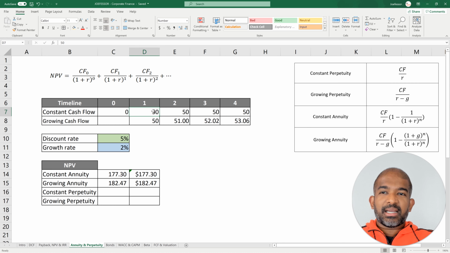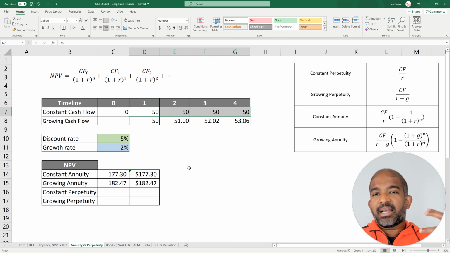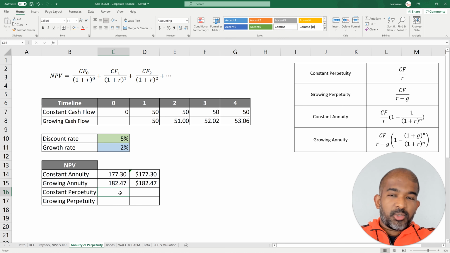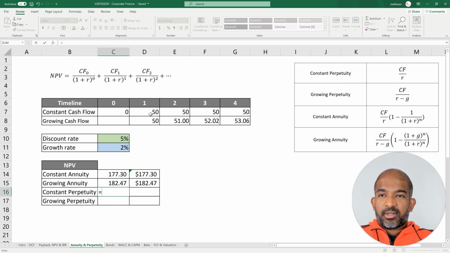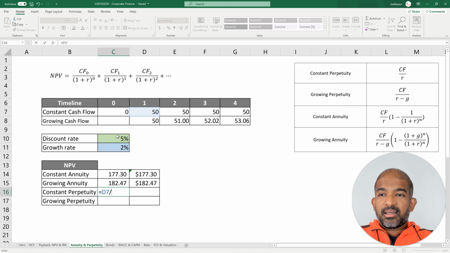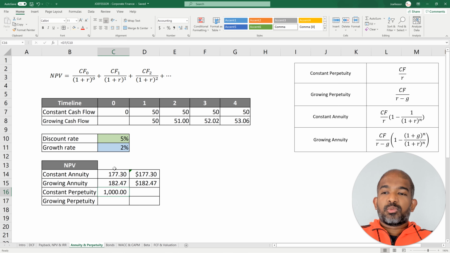Moving on to perpetuity. We're going to use the same cash flows, but remember, a perpetuity is a set of cash flows which is forever. So it doesn't stop at time period 4. It goes on for year 5, year 6, year 7, until forever. How do we find the NPV of a constant perpetuity? We're going to take the constant cash flow and divide it by the discount rate. So that's $1,000 is the NPV of a set of cash flows which is $50 forever.